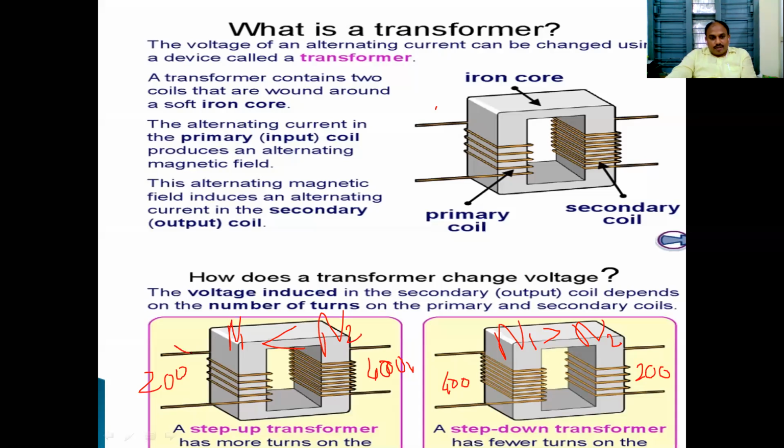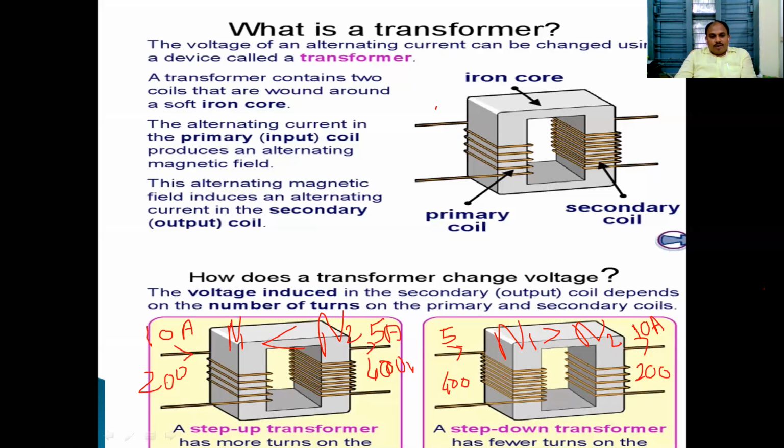As per current, suppose the primary carries 10 amperes. If voltage increases, the current value decreases proportionately. So the secondary current is 5 amperes. The voltage becomes double, 200 to 400, and the current goes from 10 amperes to 5 amperes. Similarly in the step-down case, this carries 5 amperes and the secondary carries 10 amperes of current.